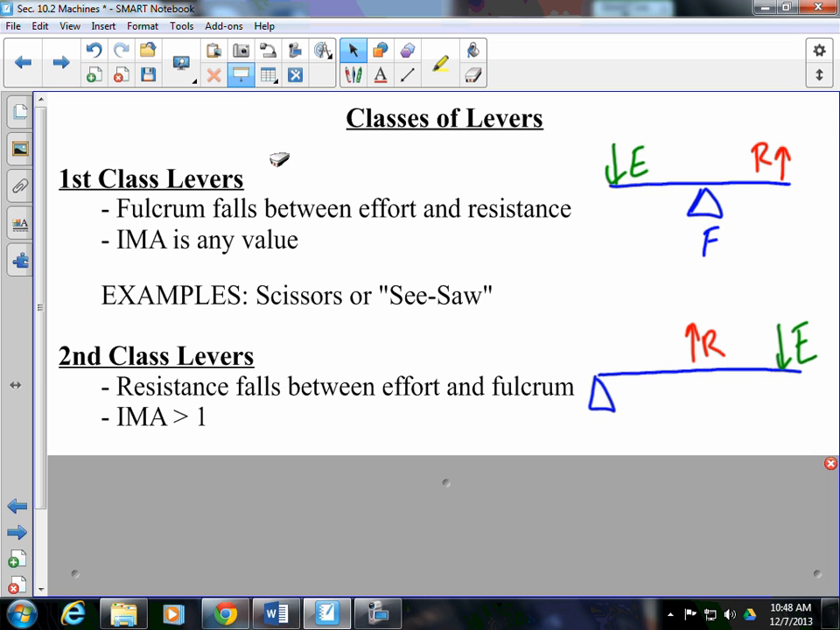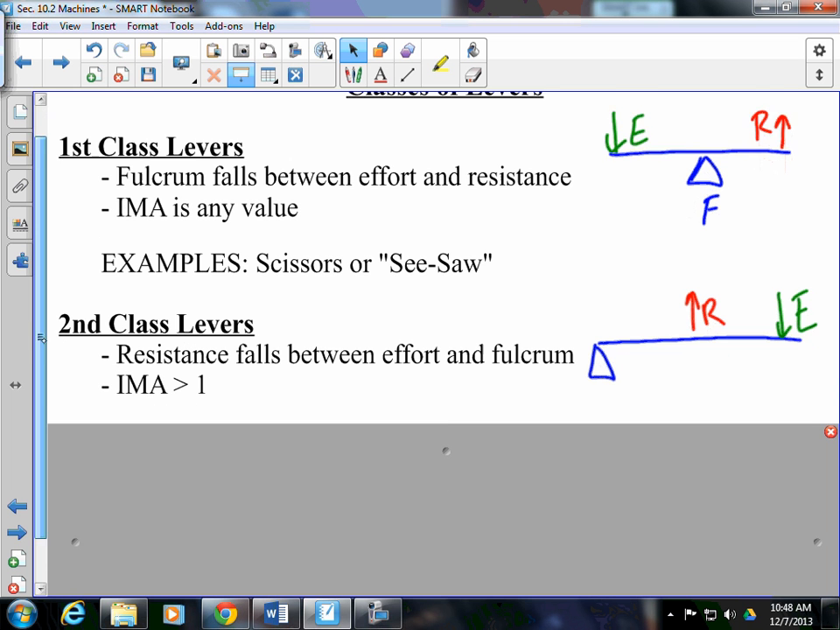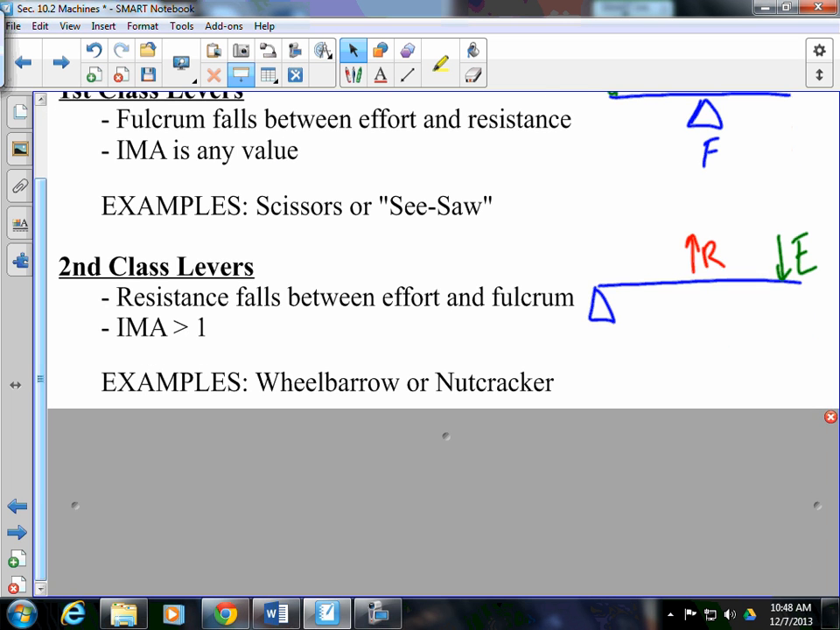Think of a nutcracker. Where's the fulcrum on a nutcracker? On one end. Where do you put the nut? In the middle, and then you are grabbing the handle and pressing down and breaking the nut. So examples would be wheelbarrows or a nutcracker for a second class lever.